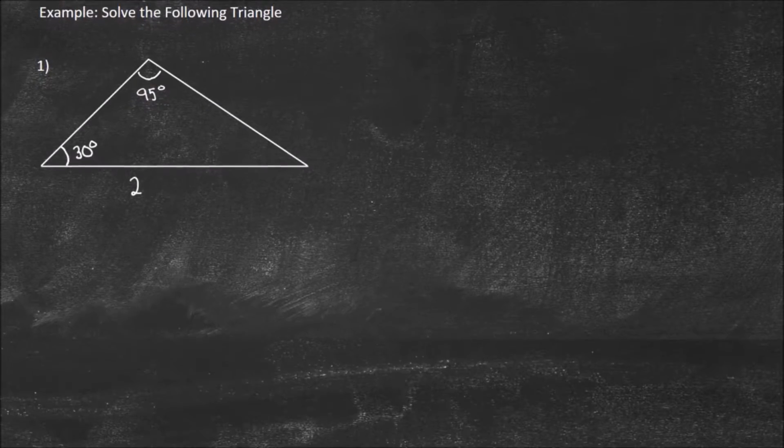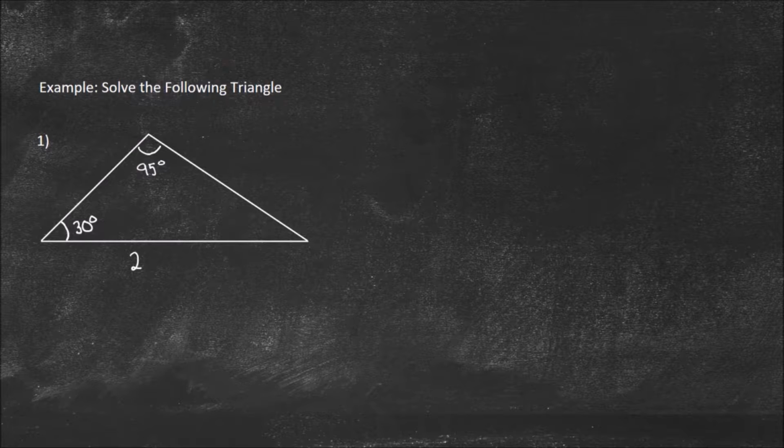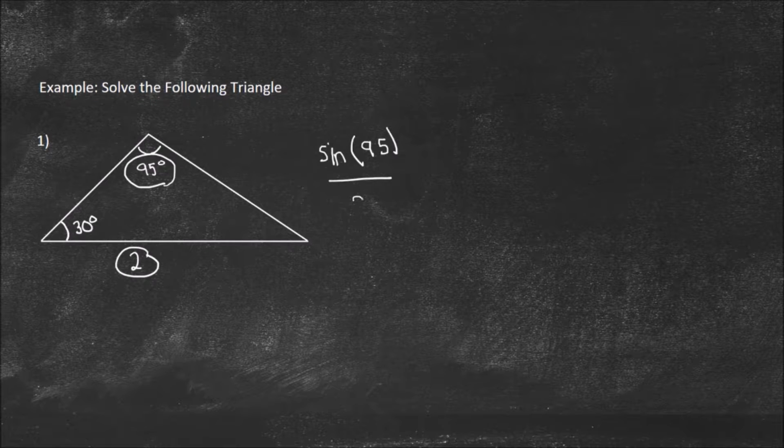So let's see. We have "solve the following triangle." And here they give us a couple angles and one side length. And we need to think, well, how can I go about this? Well, I see I have one pair that I need. I have this angle and I have its side. So I'm going to set up that ratio first. I'm going to say sine of 95 divided by 2 equals, and again, I'm just going to write whatever I have because this is the only thing I'm given. I have to use that somehow.